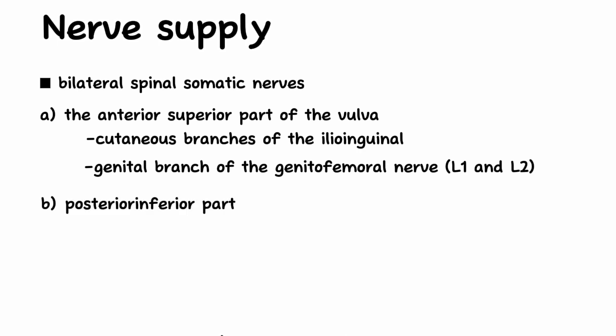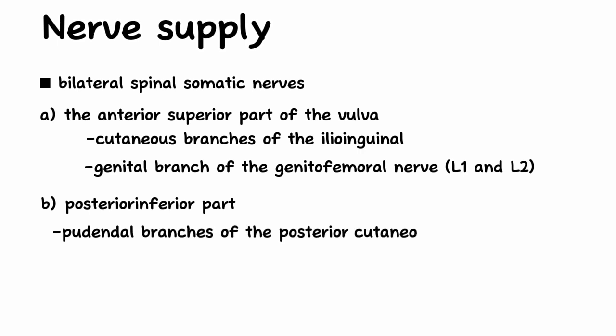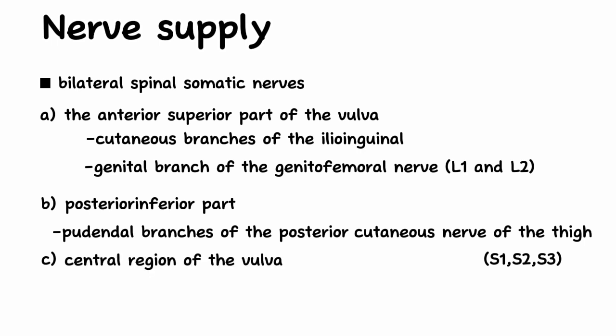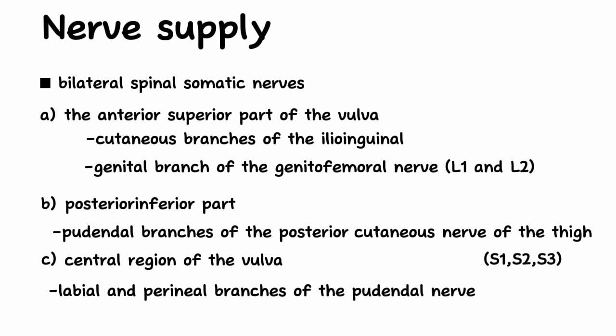The posteroinferior part is innervated by pudendal branches of the posterior cutaneous nerve of the thigh, which arise from S1, S2, and S3. Between these two groups, the central region of the vulva is supplied by labial and perineal branches of the pudendal nerve arising from S2, S3, and S4. This detailed innervation is crucial for understanding both sensation and pain pathways, especially during procedures like episiotomy or pudendal nerve block.